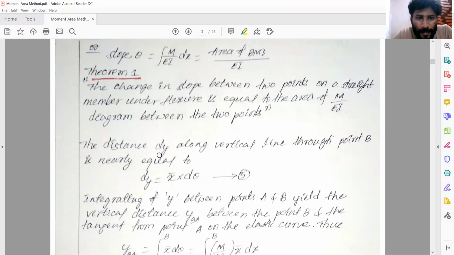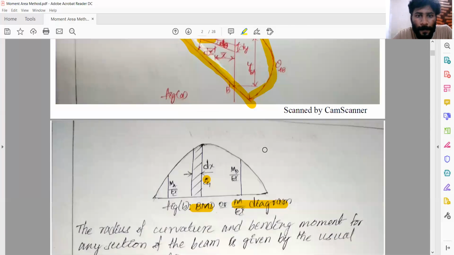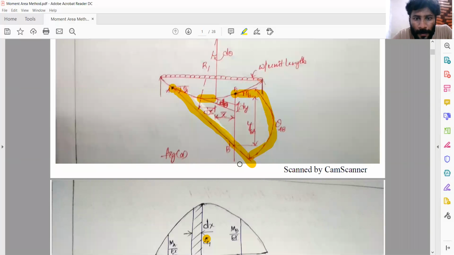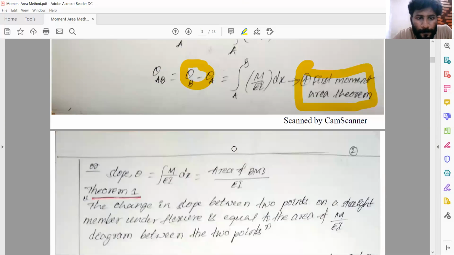The distance dy along the vertical line through a point B is nearly equal to, it says nearly equal to. If you come to this diagram, here you can see that this is the dy, whatever strip is taken here. You draw one line from here, the tangent to here. So this is the dy. That's what the vertical line is written from point B. This is the point B. We'll go to the equation.